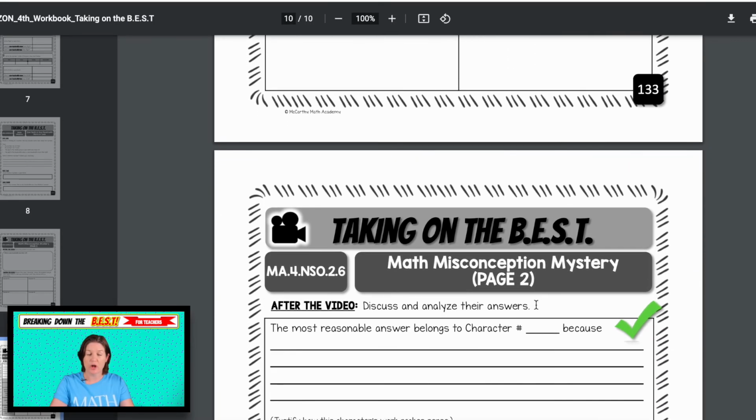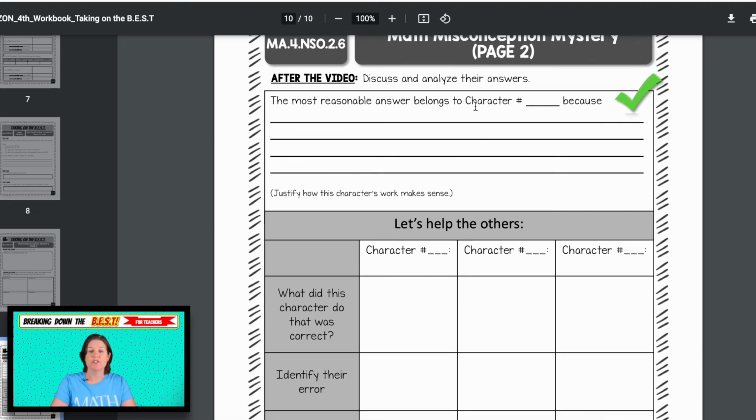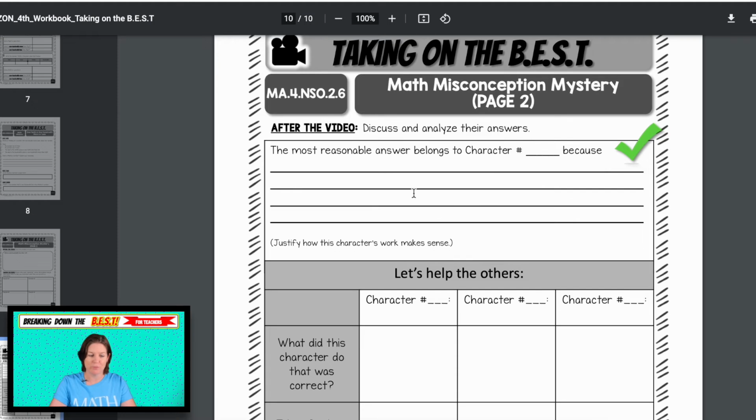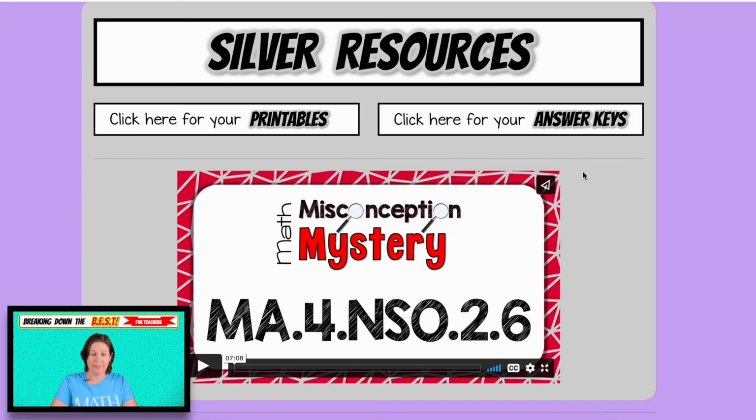So students will watch as all 4 characters solve, then they'll determine who the most reasonable answer belongs to, and what did the character do that was correct, what was their error, what do they need to understand for next time. So this is their detective report. Super fun, great for math discussions and error analysis, and there's the video for that. You also have your answer keys right there with answers to all the printables.